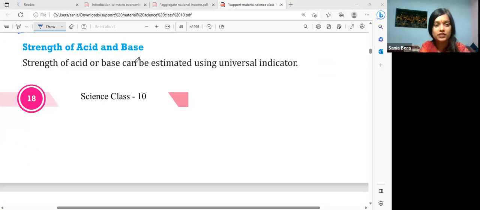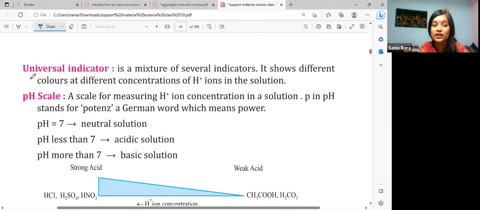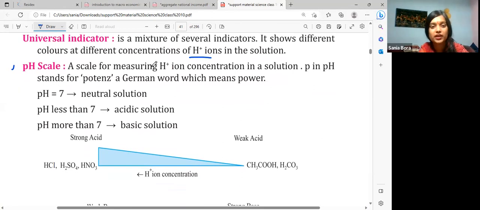Okay. Now, let's move to the next one, which is the strength of acid and base. The strength of an acid and a base can be estimated using universal indicator. So, what is this universal indicator? Universal indicator is basically the pH scale. It is a mixture of several indicators. It shows different colors at different concentrations of H plus ions in the solution. The pH scale is a scale for measuring H plus ion concentration in a solution. The p in pH stands for potenz, a German word which means power.